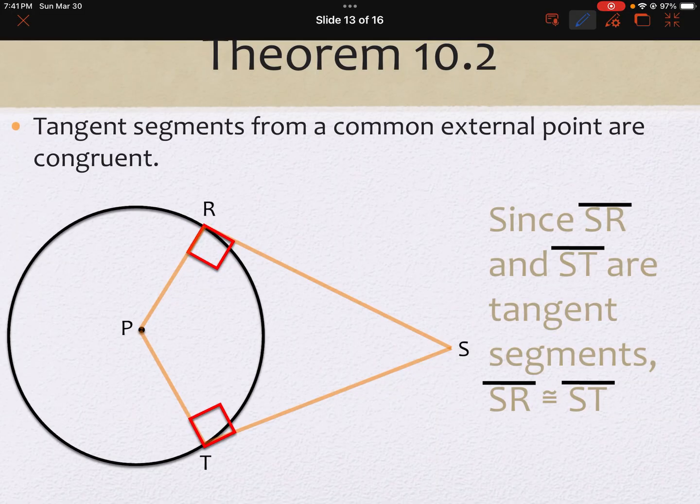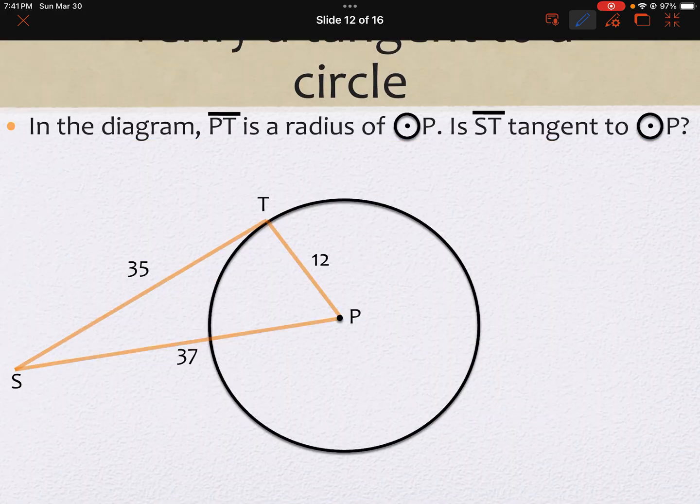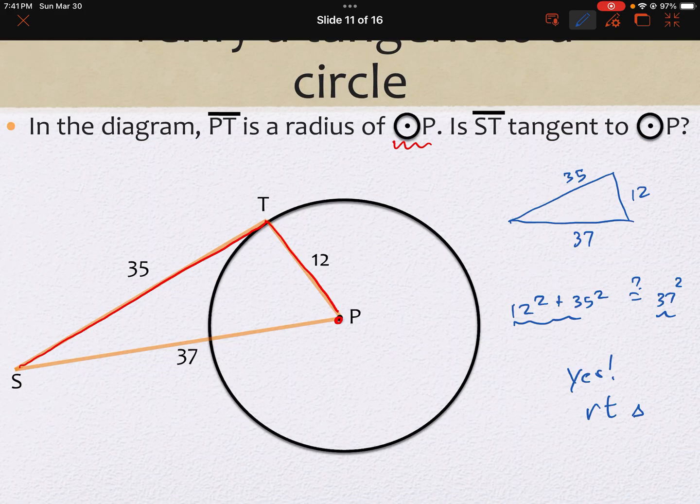This is section 10.1. This is our third video. In that last one, I didn't have a calculator, but I did go back and confirm that 12 squared plus 35 squared is 37 squared. That means that is a right triangle, which means that is a right angle, which means that segment's a radius, that segment's a tangent.